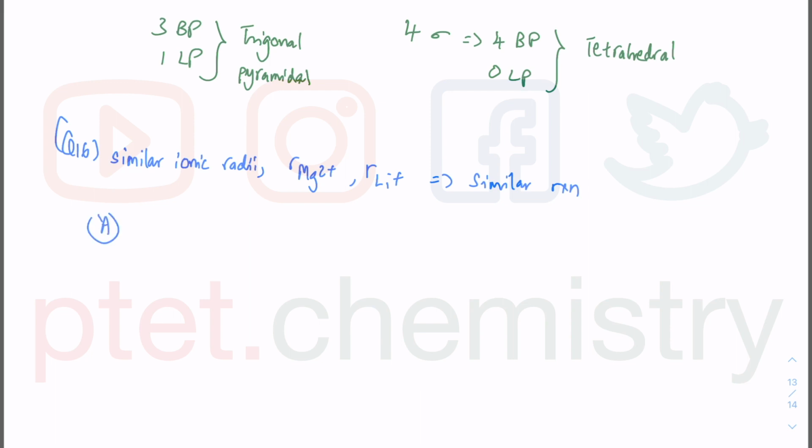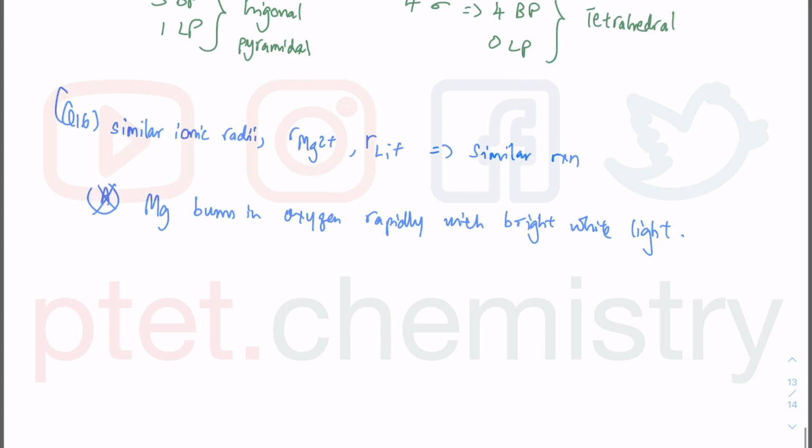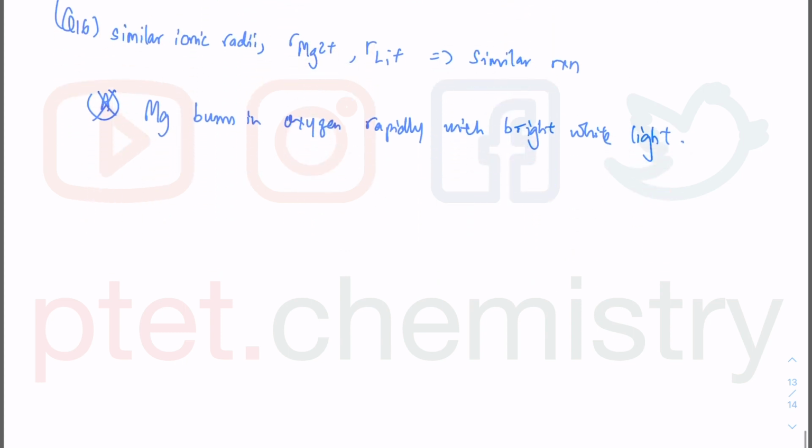So statement A is wrong because magnesium burns in oxygen quite rapidly, and it burns with this very distinctive bright white light. If you've never seen it, it's kind of blinding. It's really bright. Okay, so we know A is wrong because following the chemistry of magnesium, it will definitely burn in oxygen very rapidly.